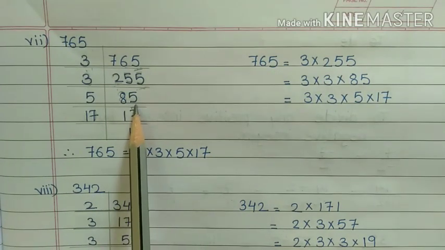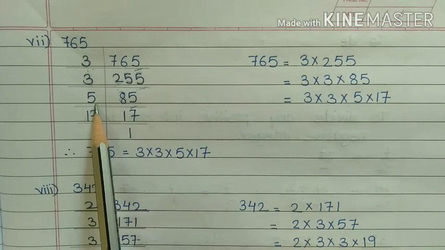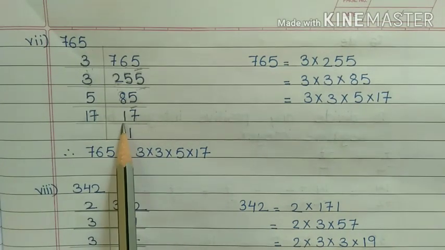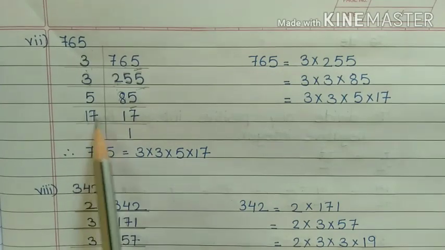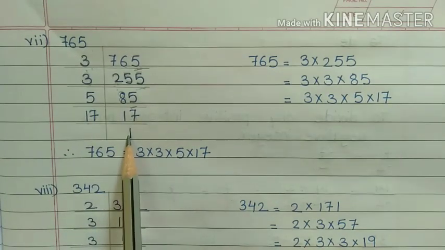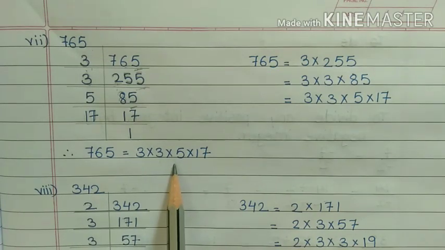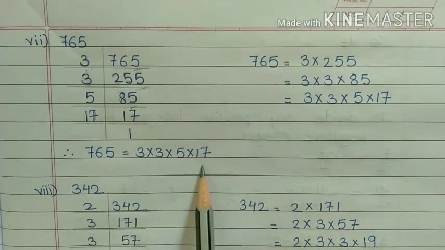Unit place is 5, it is divisible by 5. 5 1s are 5. 5 7s are 35. 17. 17 is prime. So 17 1s are 17. The answer is 3 multiply 3 multiply 5 multiply 17.